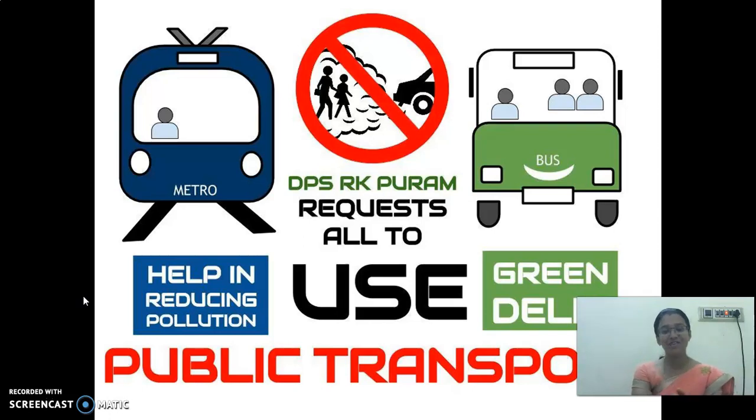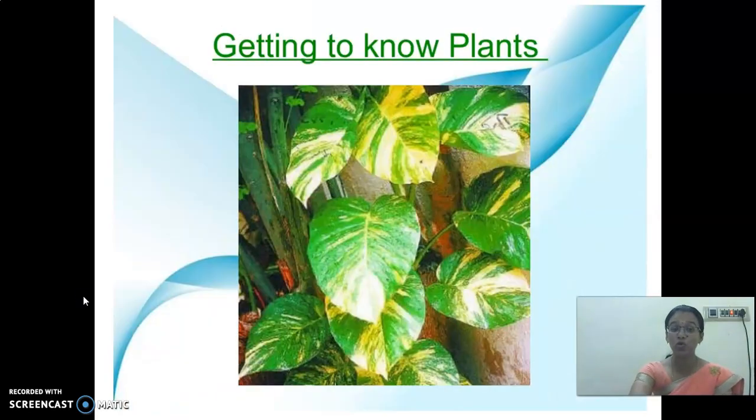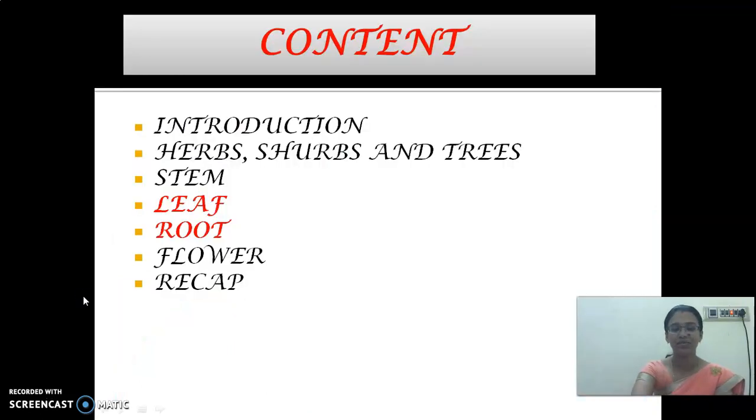So with this information, now we are going to start our lesson. What is that lesson? Yeah, very good. It is chapter 7. Yes or no? It is chapter 7, and the lesson is Getting to Know Plants. We are studying about plants and their parts and uses one by one in this lesson. So it is the content of this lesson.